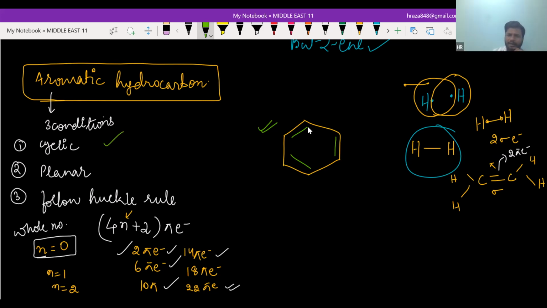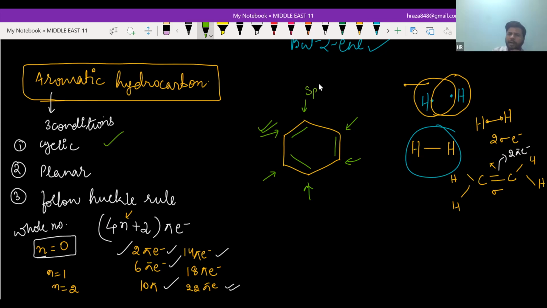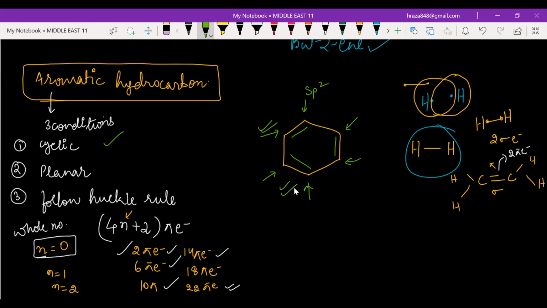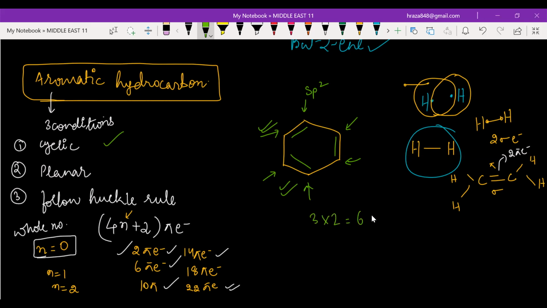What about the planarity? Can you calculate the hybridization of all 6 carbons? Since they are double bonded carbons, that means sp2. Every carbon is sp2. That means trigonal planar. It is a planar compound. Yes or no? How many pi bonds are you looking at? 3 pi bonds. How many pi electrons are there? 3 into 2, that will be 6 pi electrons.